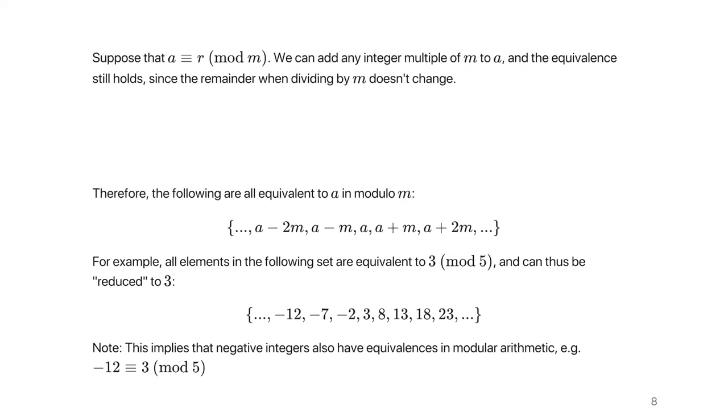Okay. And so, suppose that a and r are equivalent modulo m. It turns out you can add m as many times as you want, and the equivalence still holds. So for example, 3 is equivalent to 8, is equivalent to 13, is equivalent to 18 in modulo 5. I can add 5 as many times as I want, and the remainder when I divide by 5 does not change. Is that clear? And I can also subtract 5 as many times as I want. And this all still holds.